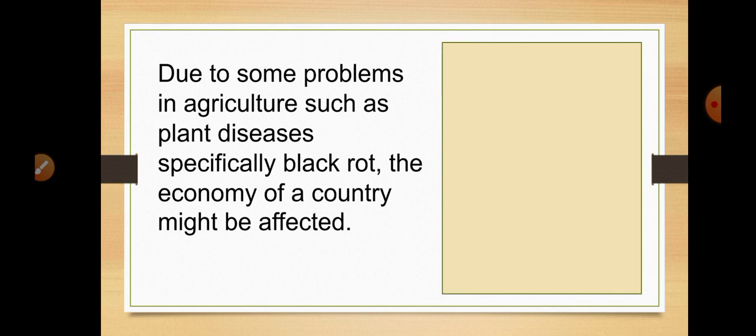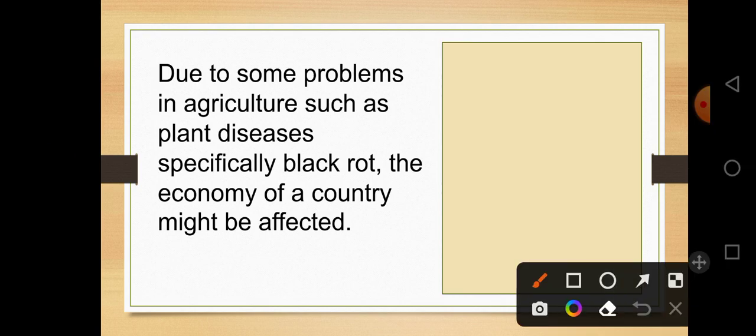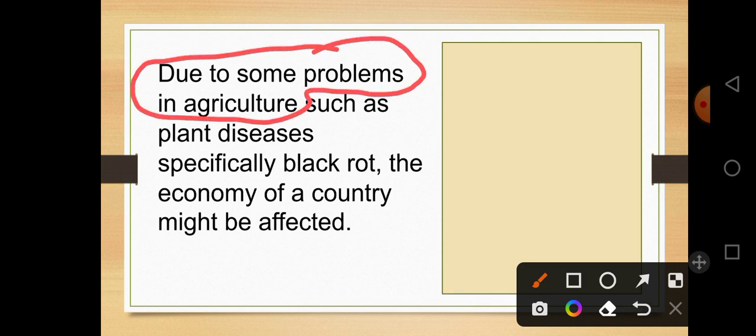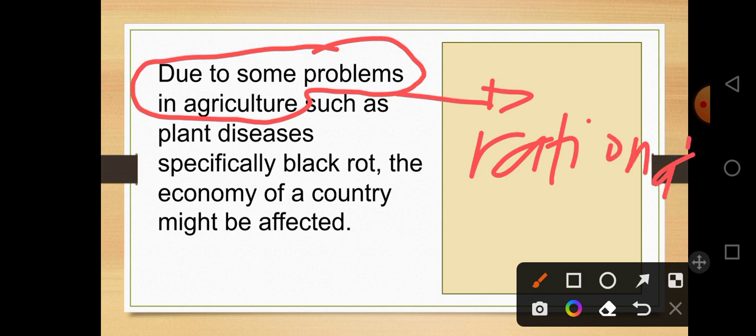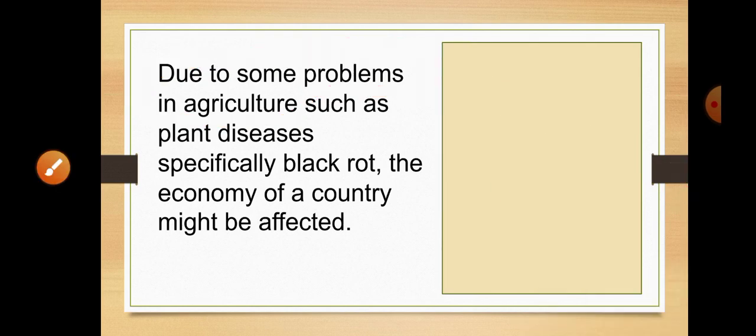So take note, class, of this part in this step. Due to some problems in agriculture. Okay? So what can you observe from this statement? Did it discuss the existing problem? Okay, did it discuss the rationale per se? Okay, so the answer is yes. This part consists of a main idea of the paragraph that elaborated the existing problem in the general area of our research. So what is our general area again?